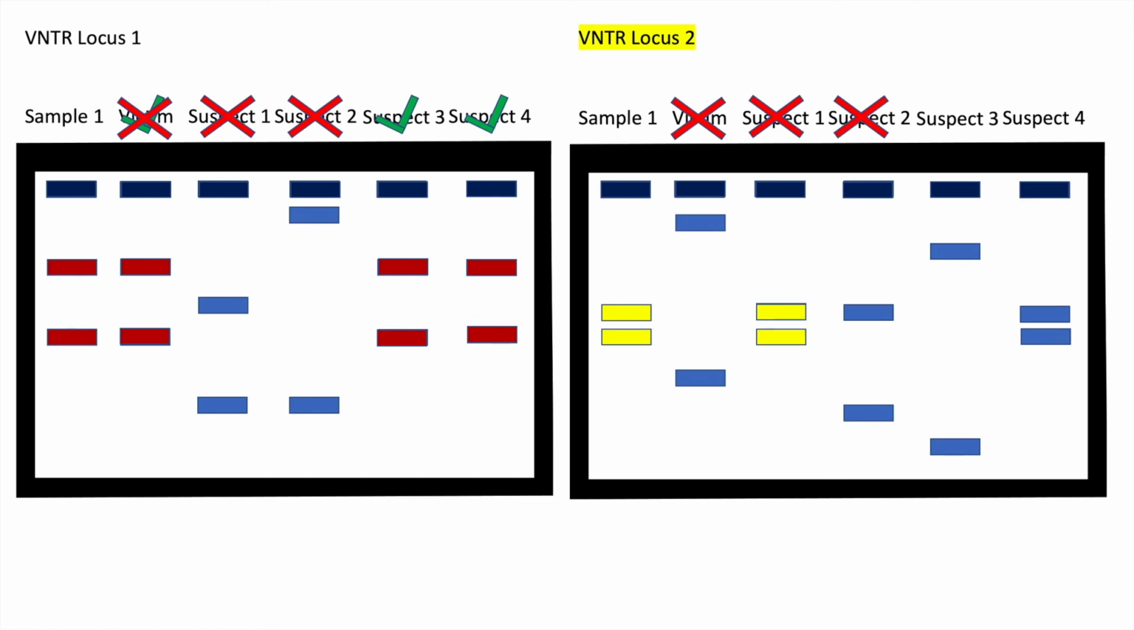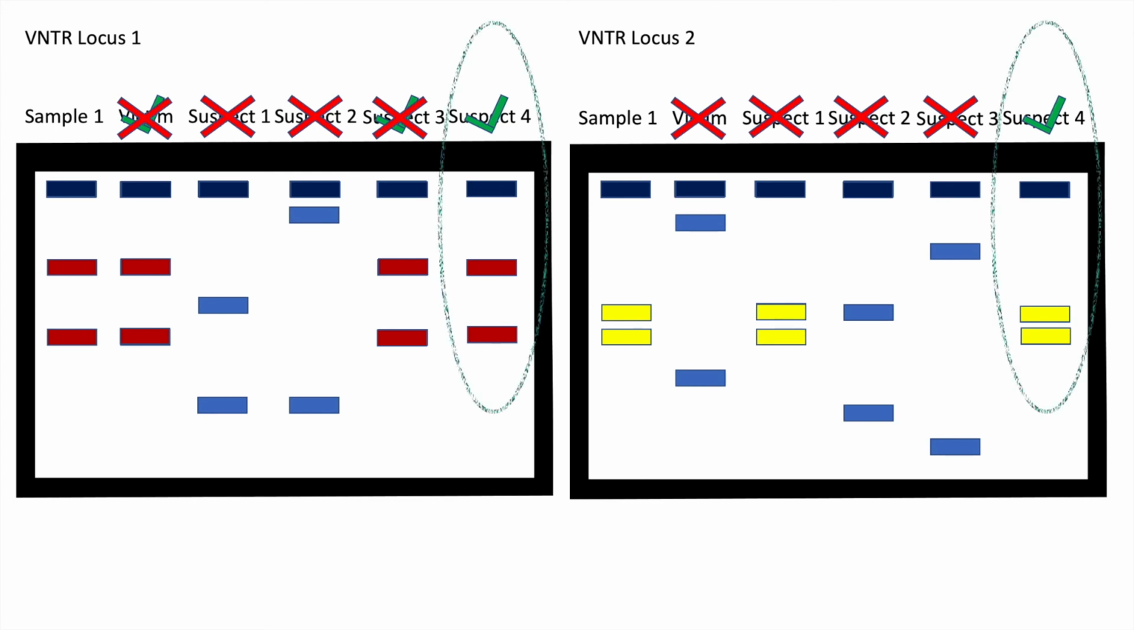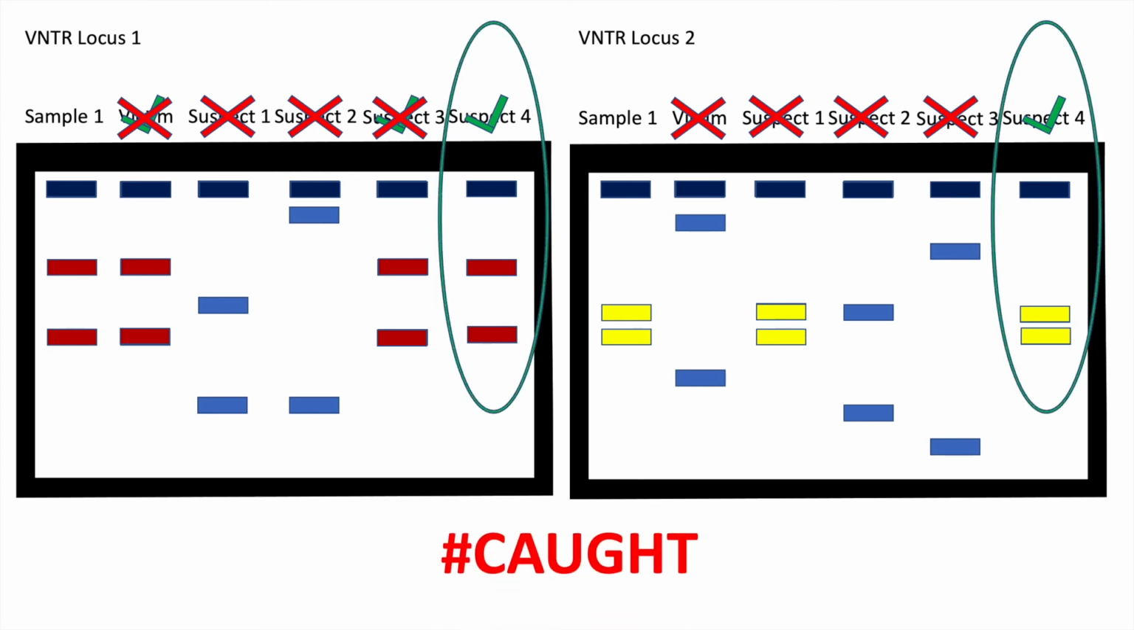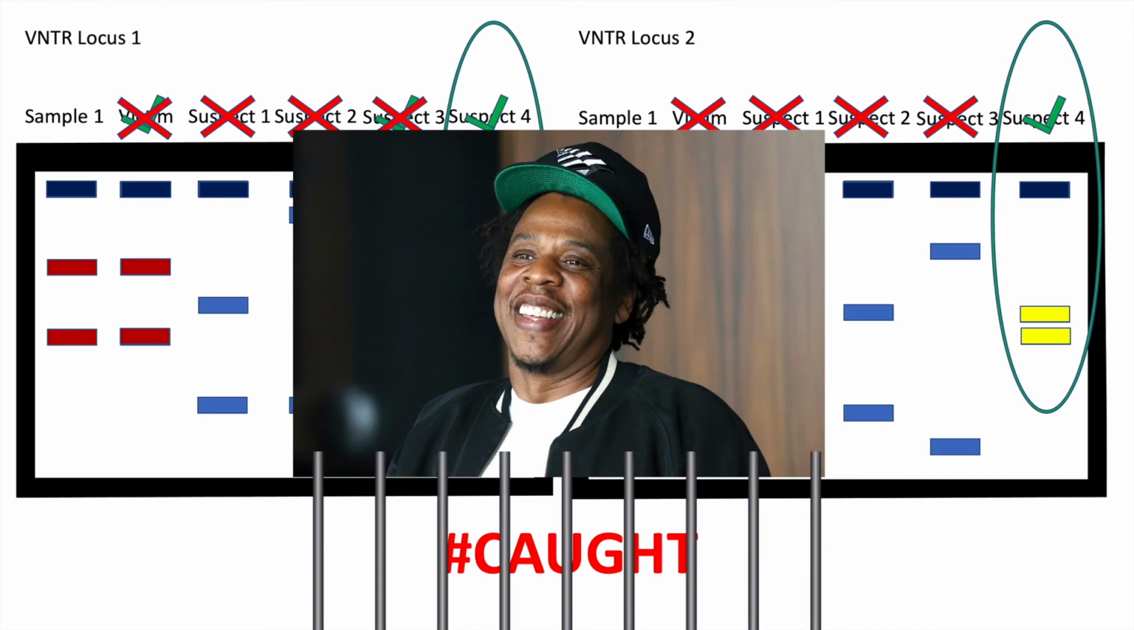Now if we observe suspect 3, we see that the individual does not match the sample and is excluded from being at the crime scene. Finally, we get to suspect 4 and see that this person matches the sample at the second locus as well as the first locus. With suspect 4 being a good match at both VNTR loci, we can conclude that suspect 4 was the culprit, and it was Jay-Z who murdered Kanye.